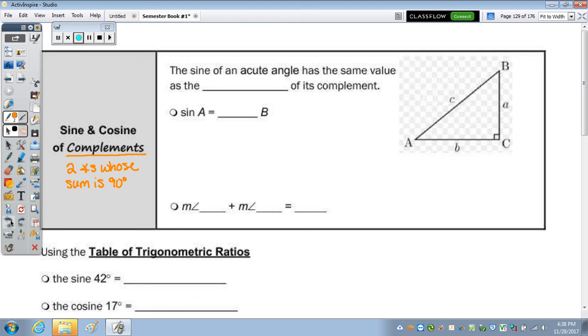Okay. So back to that blank. The sine of an acute angle, so in a right triangle we have two acute angles, angle A and angle B. They are acute, and they're also complementary, since one angle is 90 and all three angles of the triangle add up to 180. Once you subtract the right angle, you're left with 90 degrees to divide up into angle A and angle B. So the sine of an acute angle has the same value as the cosine of its complement. So the sine of A would be equal to, well, the complement of A is B, so that's equal to the cosine of B.